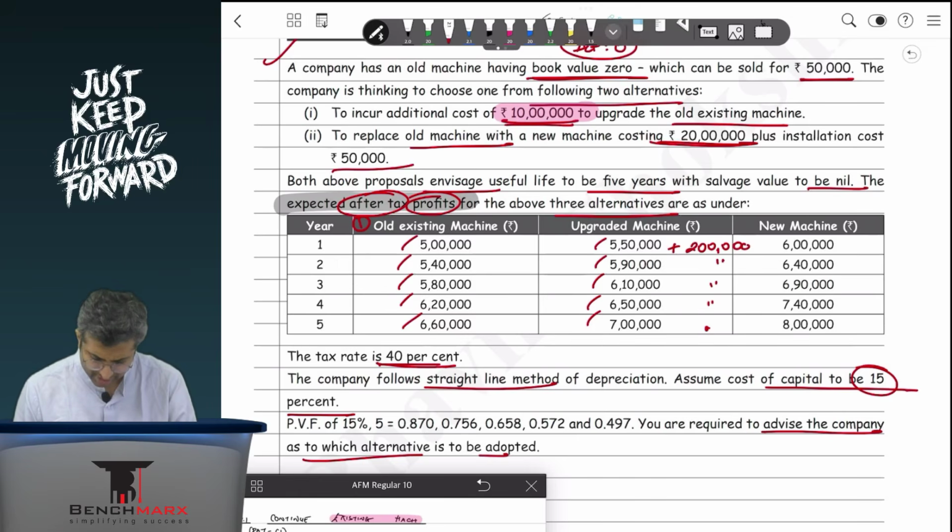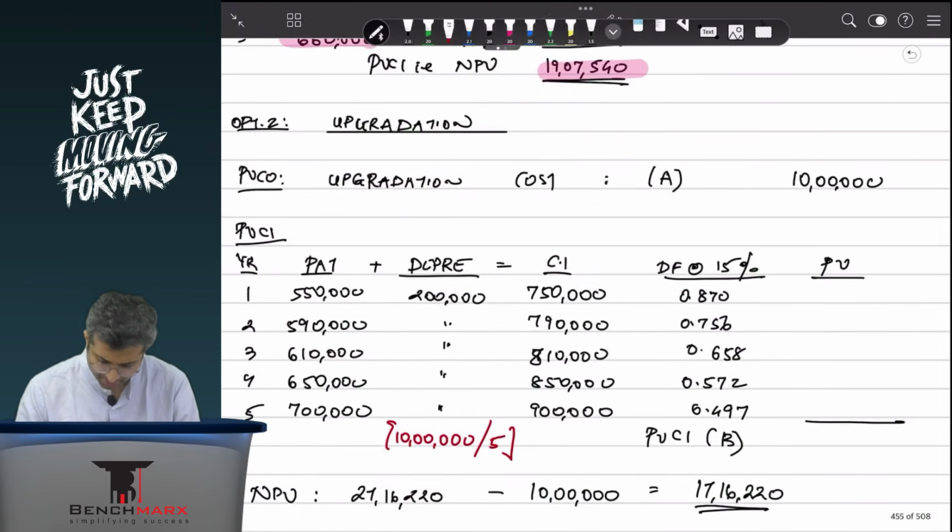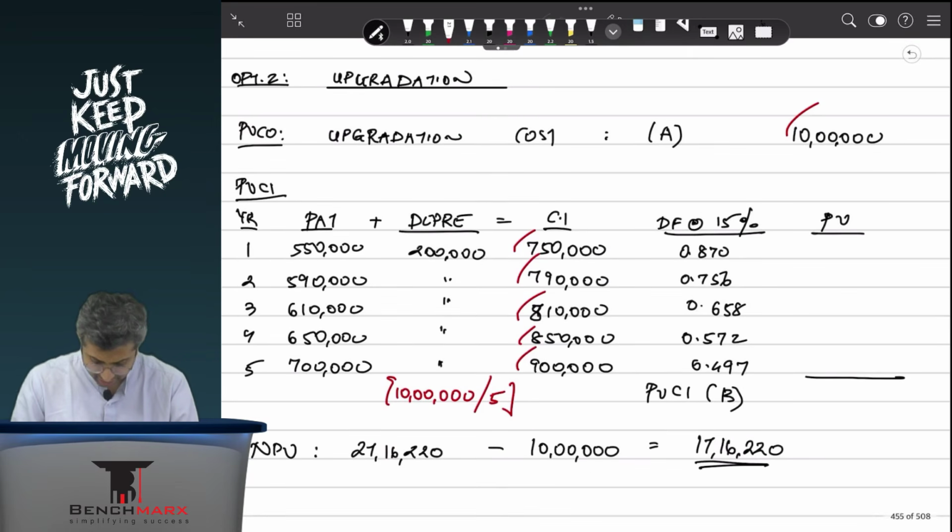I think 2 lakhs here, 5 years, yes. So I will add back depreciation. So if I go to say PVCO 10 lakhs, add back 2 lakhs, 7 lakh 50, 7 lakh 90, 8 lakh 10, and so on, discount it, get 27 lakh 16,220 minus 10 lakhs will give you 17 lakh. So this is the second option.